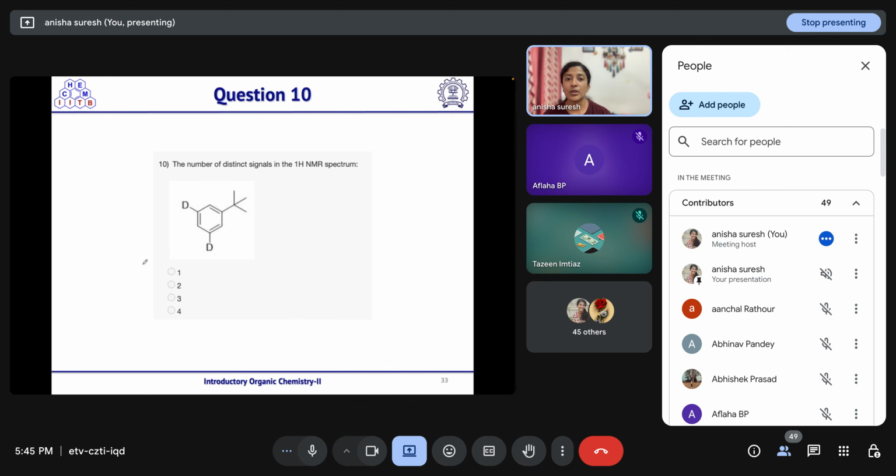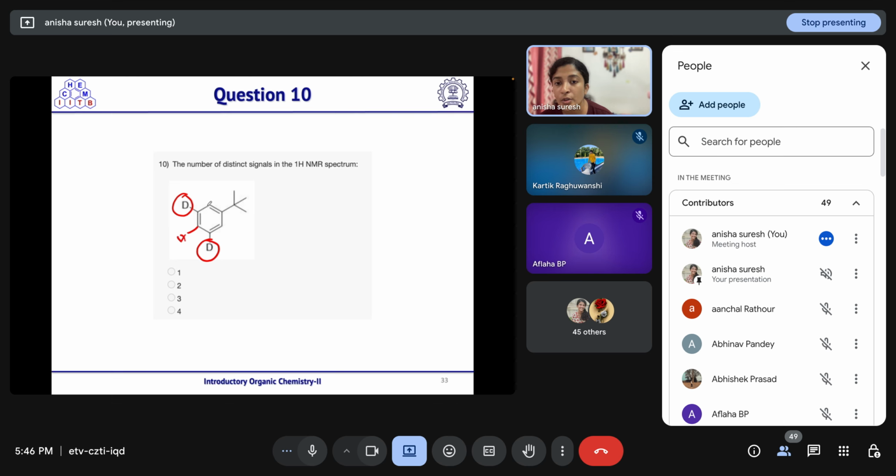Okay, now coming to question number 10. The number of distinct signals in the proton NMR spectrum is: 3, ma'am. 4. 3 will be the right answer. Deuterium will be NMR silent.